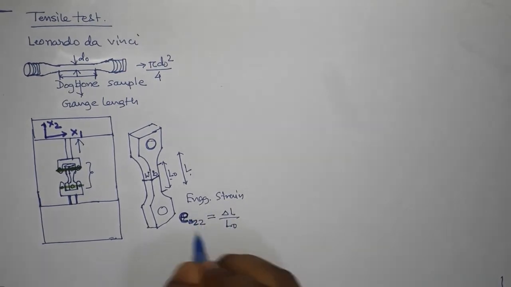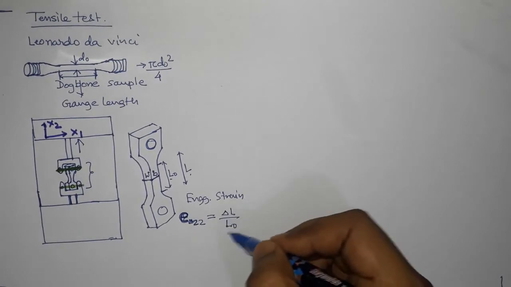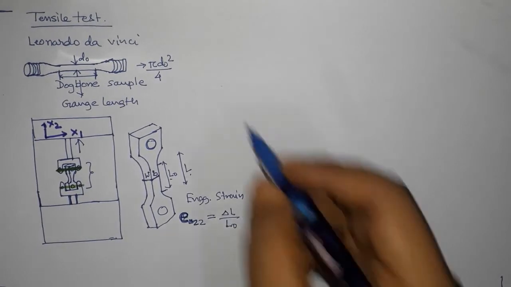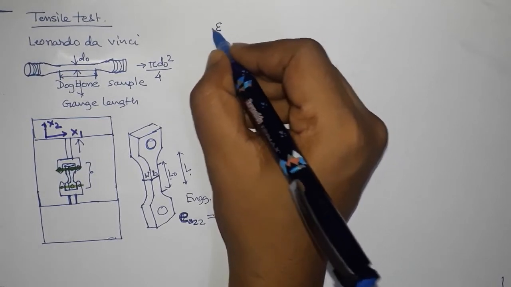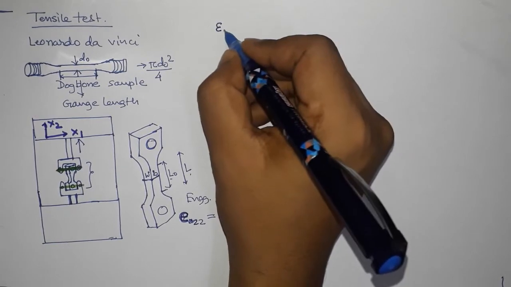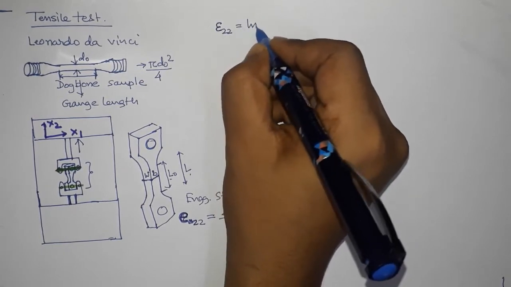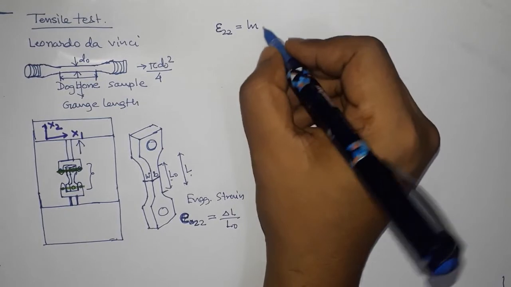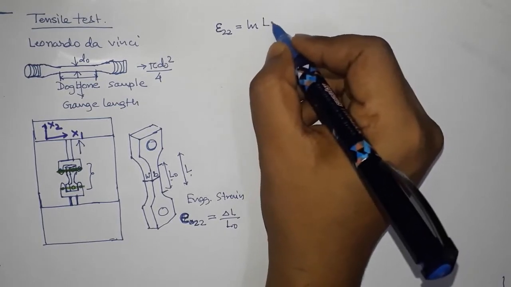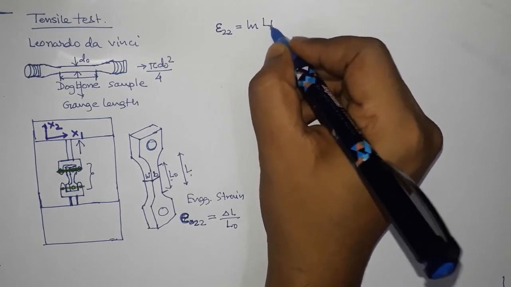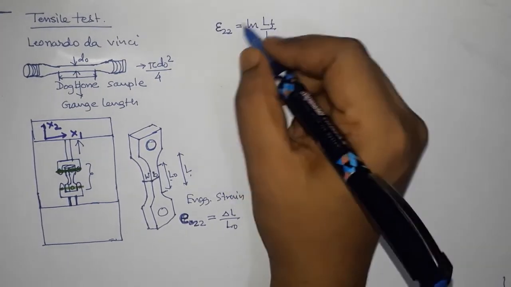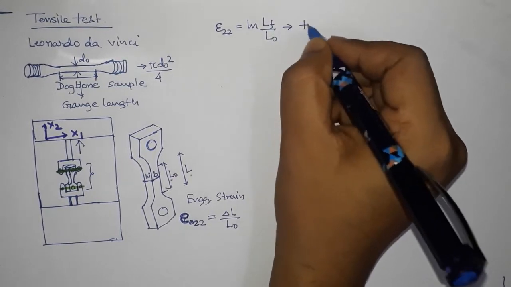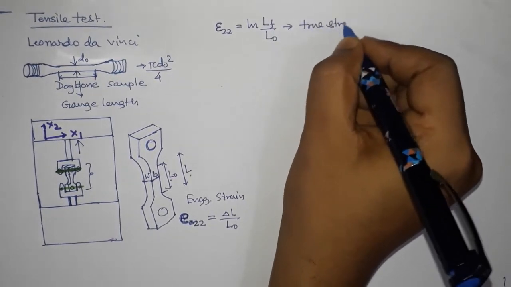We have spoken about true stress and engineering stress. We have also spoken about engineering strain and true strain. True strain is not given by this, but in the form of a logarithm. So true strain, represented by the symbol epsilon, will be ln, the natural logarithm, of the final length LF divided by L0, okay? So this is my true strain.